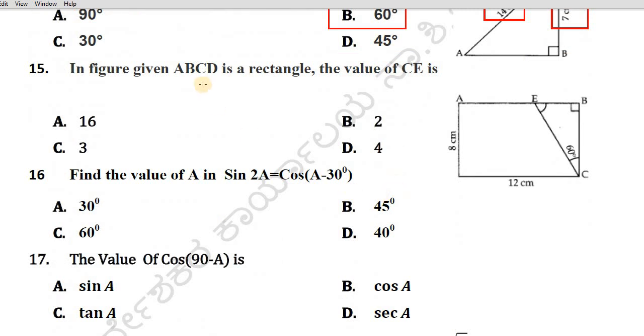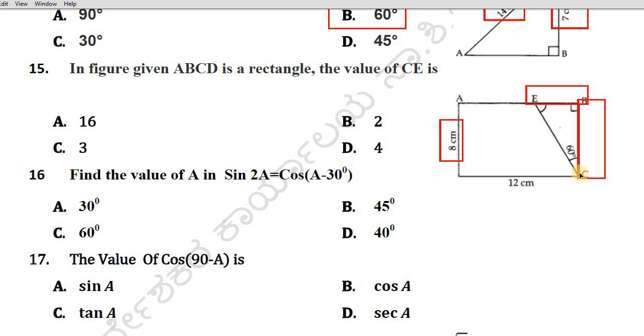Question number 15, children. In the given rectangle ABCD, the value of CE. First of all, find where CE is present, this diagonal one. That value we want to find. How do you find it? See here, this is 8 centimeter, meaning AD, here D is missing, children. So AD is 8 centimeter. Therefore BC will also be 8 centimeter because they clearly said it is a rectangle. In a rectangle, opposite sides are equal. Now what did you get? You have got the BC measurement. And here 60 degrees is there. So this is the reference angle. Its opposite side is this. So this is the perpendicular. That is what we want to find.